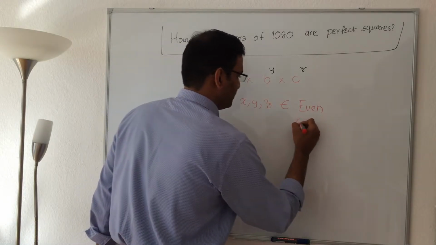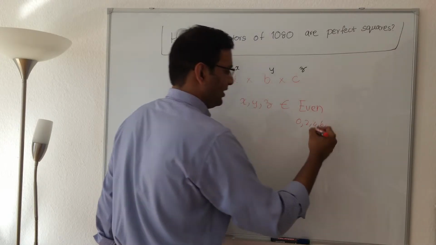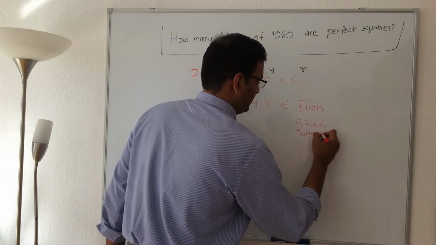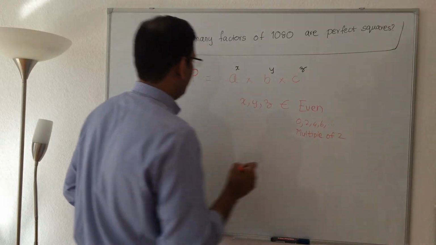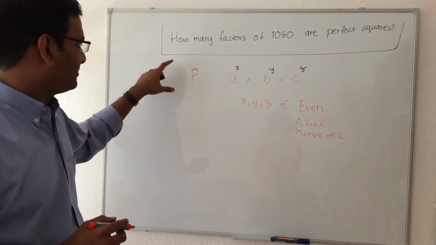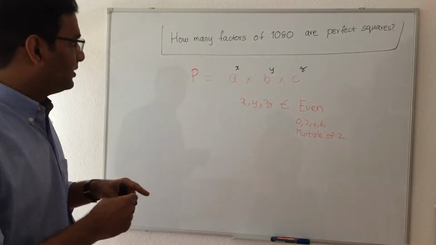These numbers could be 0, 2, 4, 6, and so on, any multiple of 2, for p to be a perfect square. So this is the rule, so please make a mental note of it. It comes really handy on GMAT-CAT.